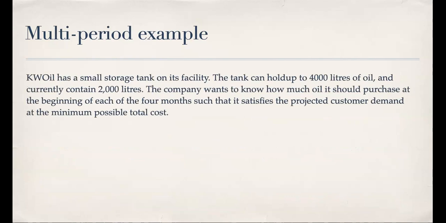KW Oil has a small storage tank on its facility. The tank can hold up to 4,000 liters of oil and currently contains 2,000 liters. What does it mean? The capacity of the tank is 4,000 liters, okay? And currently means at the beginning of the first month, in the tank, there's 2,000 liters already, okay?